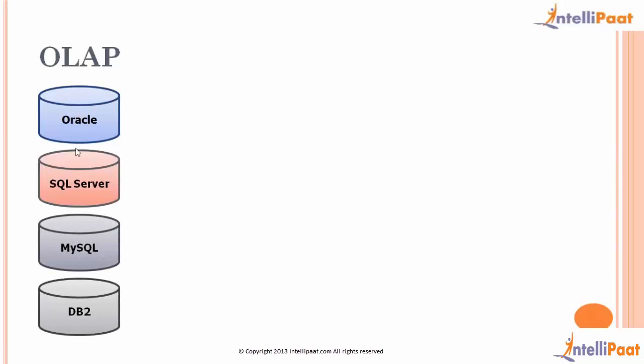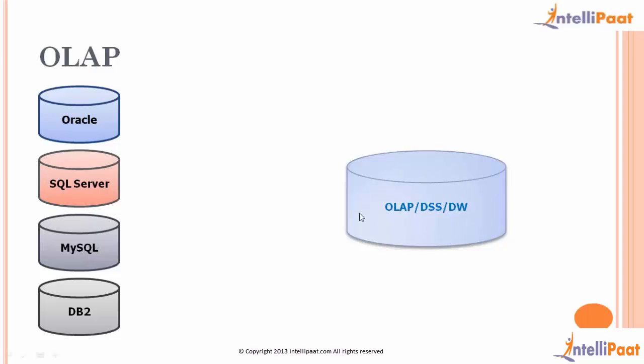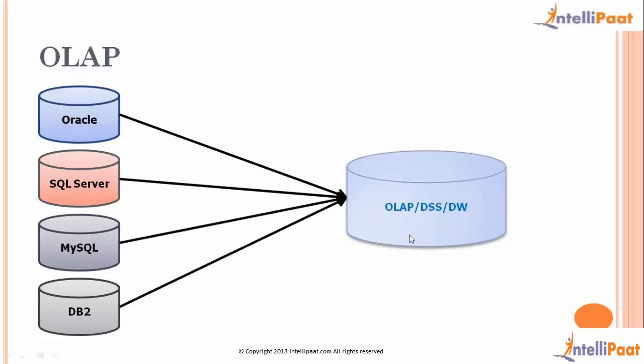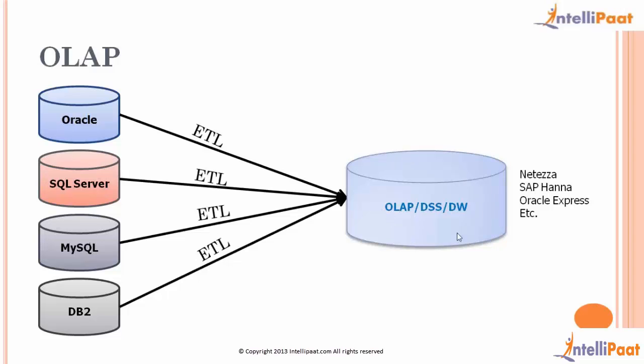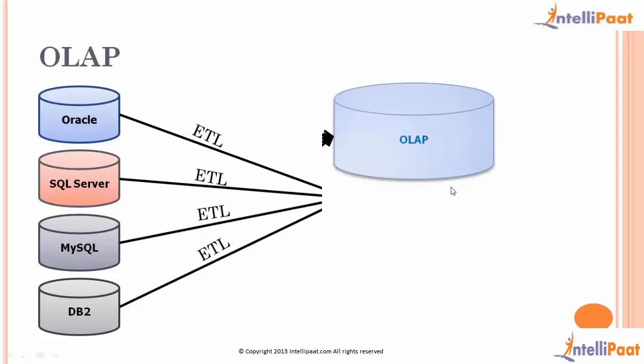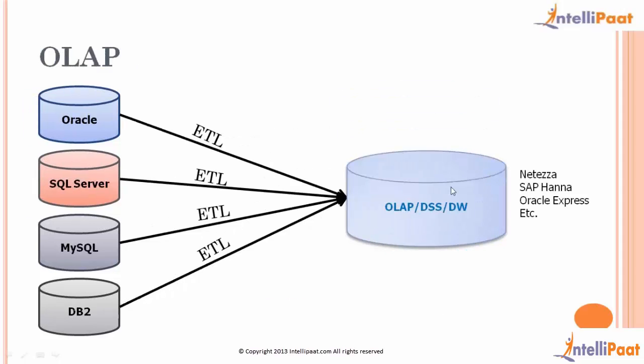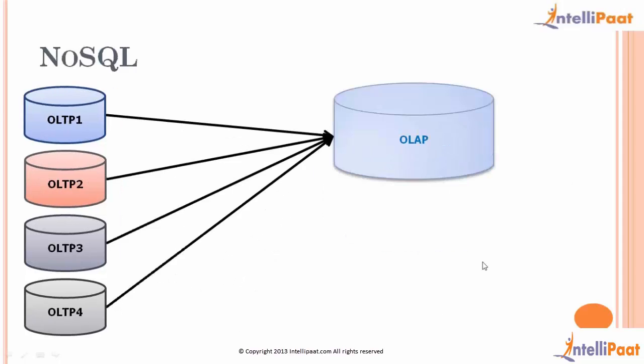So let's say you have various OLTP systems here, you can have another kind of system which is called an OLAP or DW system, and then you can perform ETL jobs to migrate data from OLTP systems, and on top of this, you can perform all your reporting or analytical activity. So that was the need for the data warehousing system.